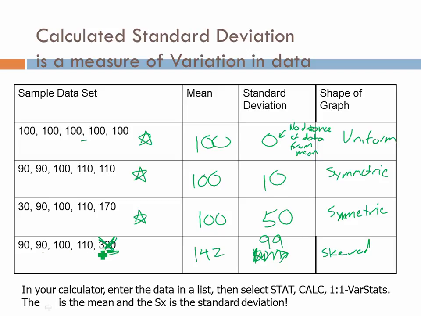Because of that, we don't like to use standard deviation for skewed data sets, because a standard deviation, like a mean, is a non-resistant statistic. It will be affected by outliers. Okay? We will be using standard deviation for symmetric distributions without outliers. And that is the next thing.